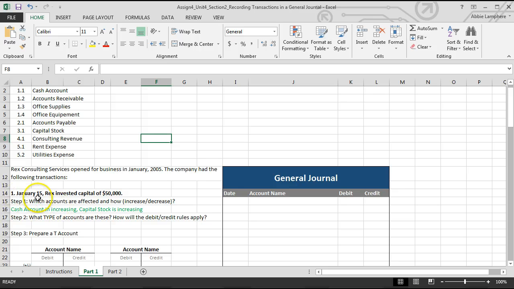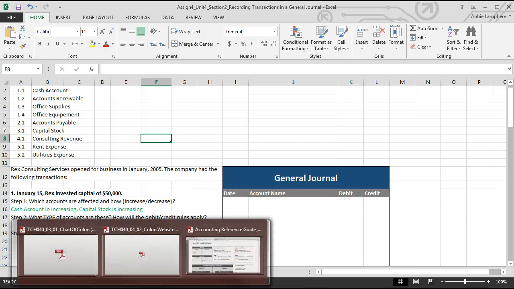Keep in mind, we're not concerned about Rex's personal finances, because a lot of you might see that he's taking money and putting it in the business, and you might think, well, then he's decreasing his cash. We don't care about his personal cash. We only care how it affects the business. So we're actually increasing the amount of cash that's going towards the business, and also increasing the amount of capital stock in the business. So what type of accounts are these, and how do the debit credit rules apply?